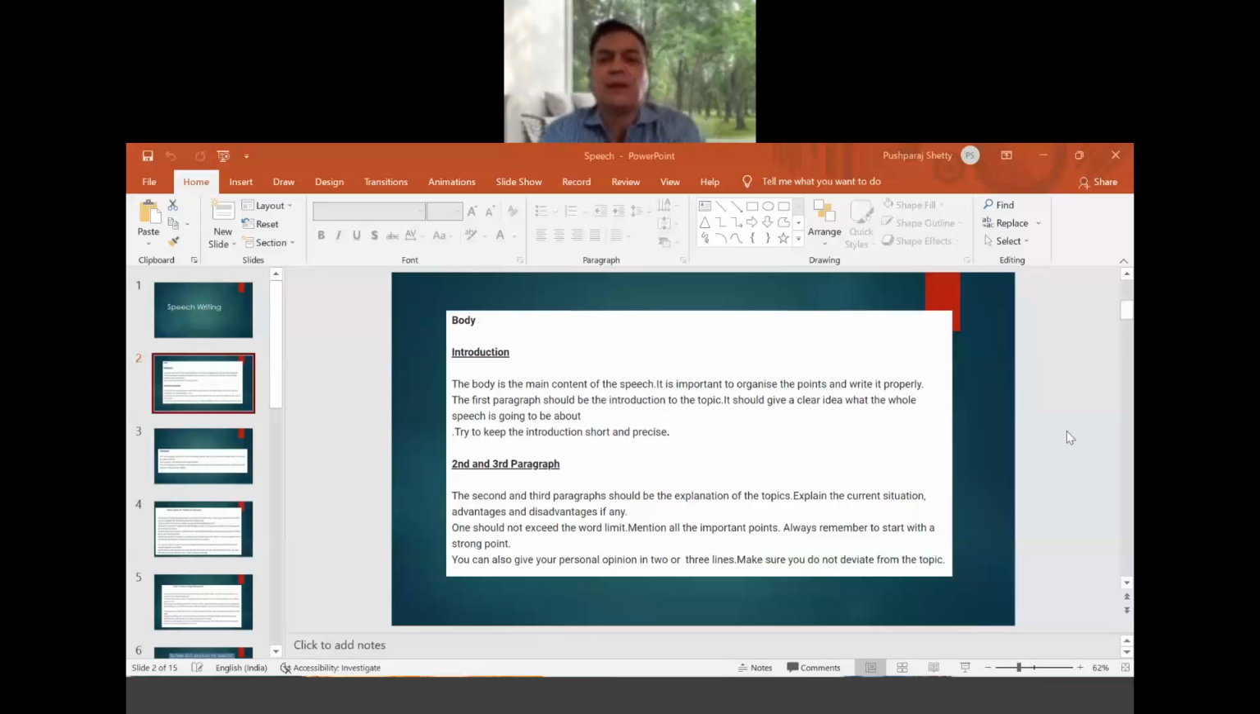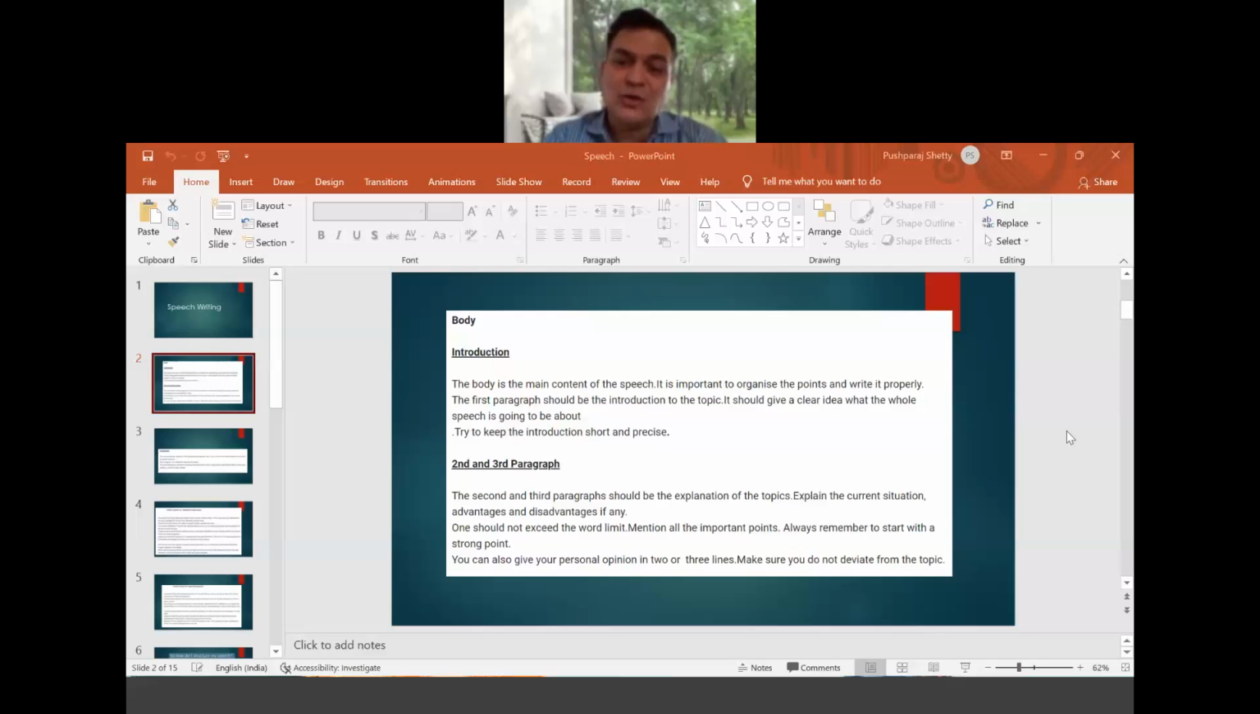Then the second and third paragraphs should be the explanation of the topic on which you are talking. Explain the current situation, then advantages and disadvantages. You can speak on the pros and cons of that. Your viewpoint has to be balanced, so you have to talk about the current situation in a very balanced way. And whatever word limit is given to you, you'll be asked to write in 120 to 150 words.